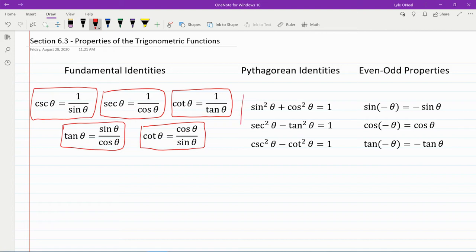Next, we have 3 Pythagorean identities that you need to know. Specifically, the first one comes into play a lot. Sine squared theta plus cosine squared theta equals 1. And there's a nice little proof that shows why that is.